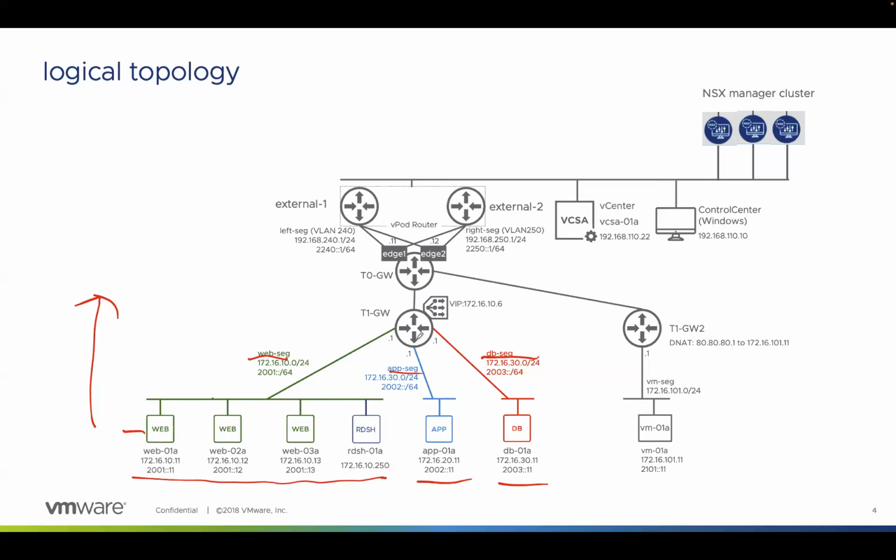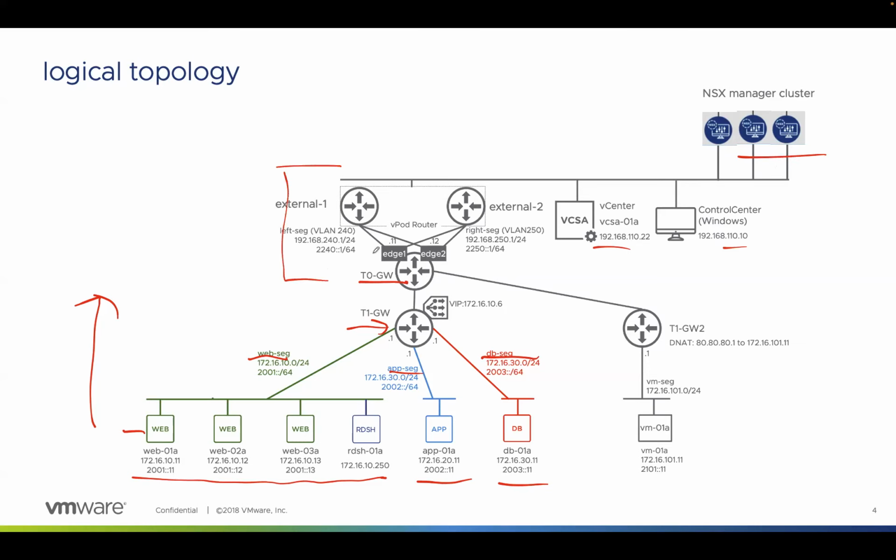Depending on your real requirements and the customer's requests, you can have one T1 gateway or more than one T1 gateway, if you have multiple tenants to consider. And you're going to have a T0 gateway for north-south traffic, and also vCenter and the NSX manager.